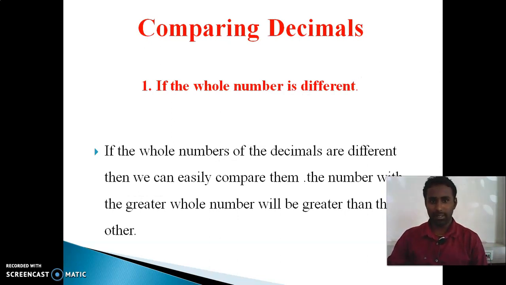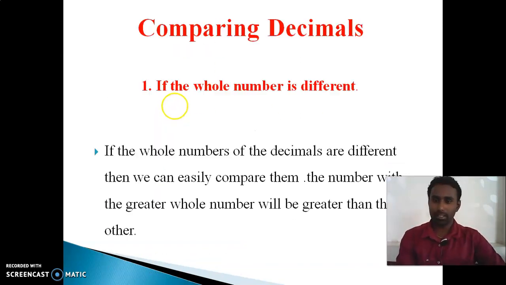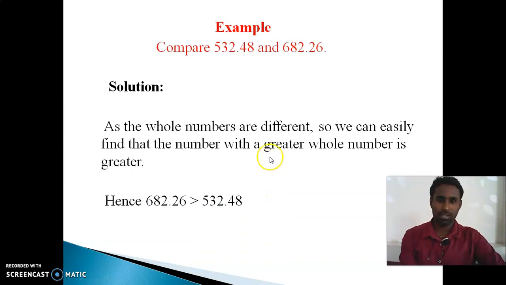Now, comparing decimals: how to compare decimals if the whole number is different. If the whole numbers are different, then we can easily compare them. The number with the greater whole number will be greater. See here, compare 532.48 and 682.26. Look at the hundreds digit: here 500 only, here 600 only. So 500 is less than 600, and 600 is the greater one.